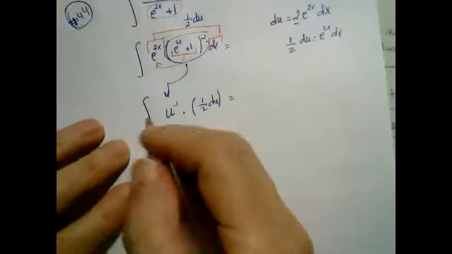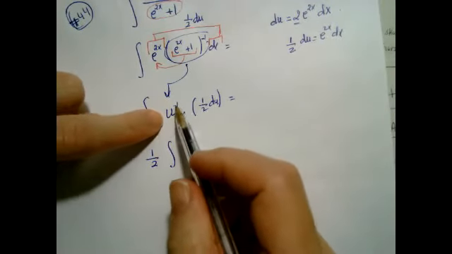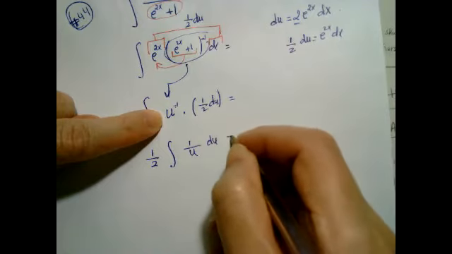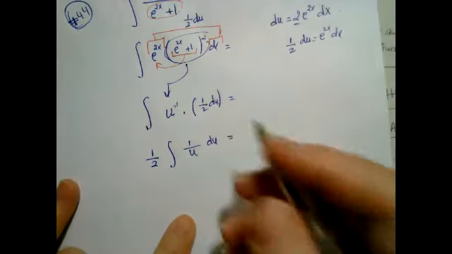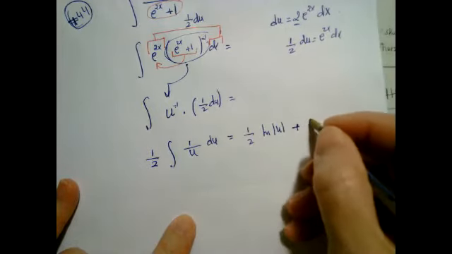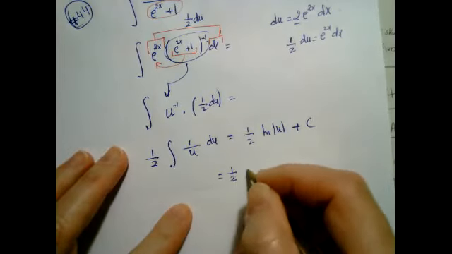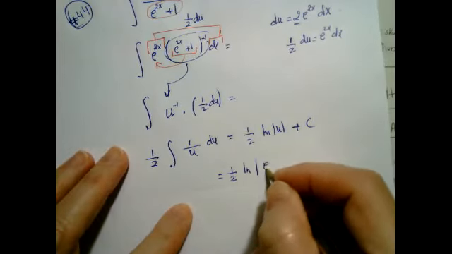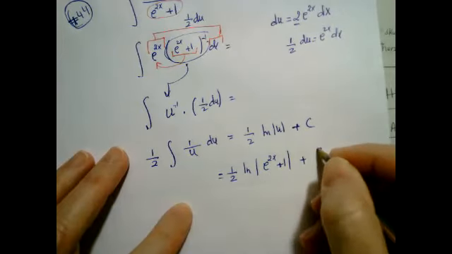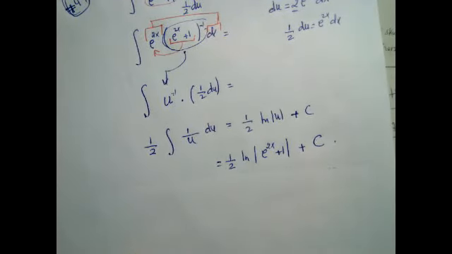Now the half could be taken out, and remember, u to the n, when n is -1, we have to be careful because that's going to give me the natural log. Then it's a half ln of u plus c. And finally, it's a half ln of e to the 2x plus 1 plus a constant c. End of the problem.